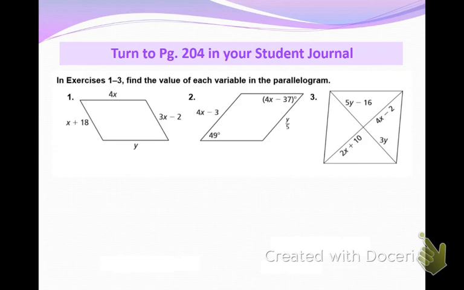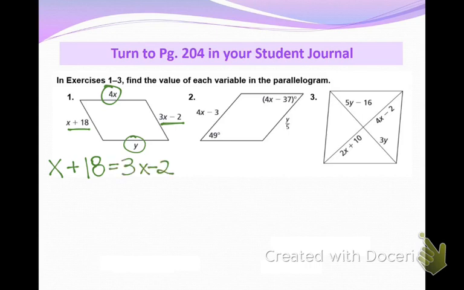Okay, so you know that opposite sides are what? They're congruent. But if I took 4x and set it equal to y, does that help me solve for x or y? No, it does not. So what you need to find first, if you know that x plus 18 equals 3x minus 2 because they're across from each other, what would we solve for first? X. So we know they equal each other, so we're going to set them equal. So x plus 18 equals 3x minus 2.